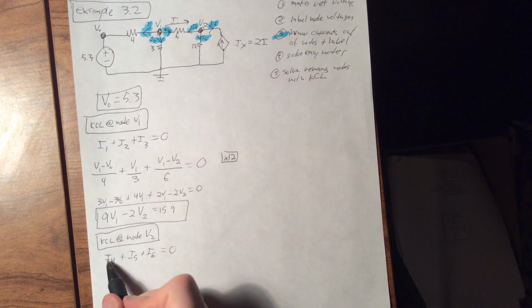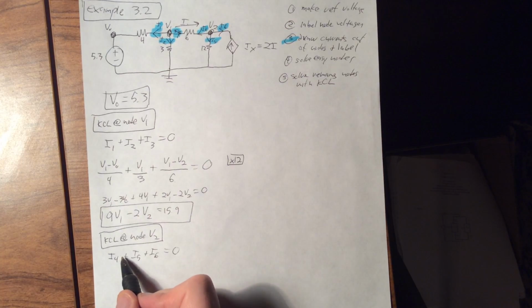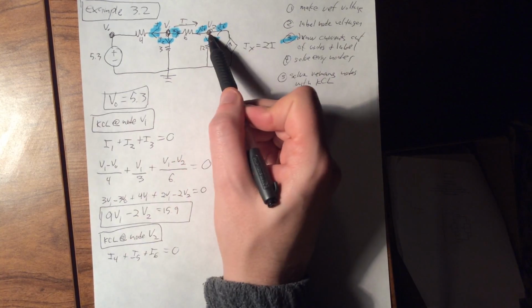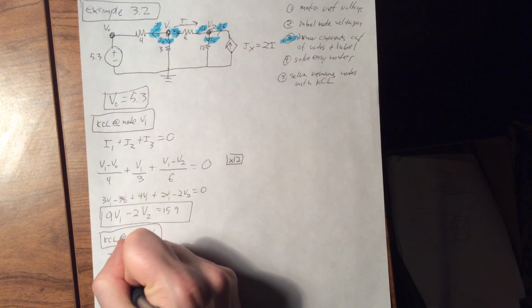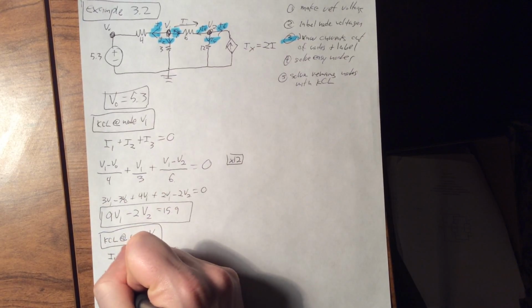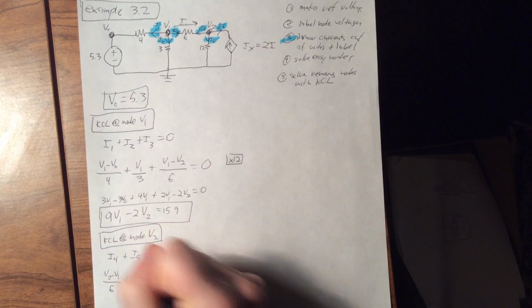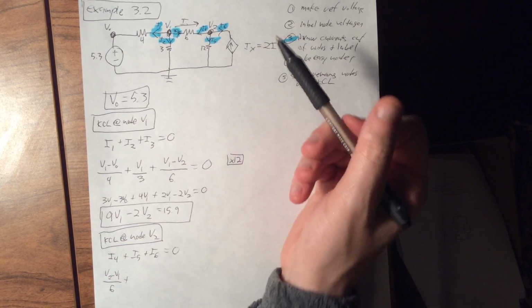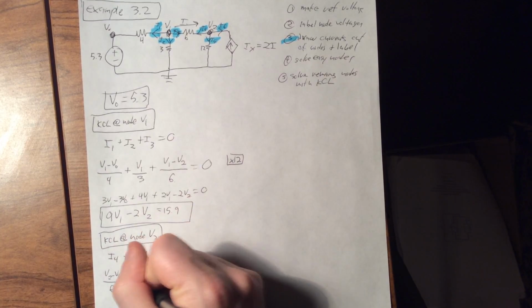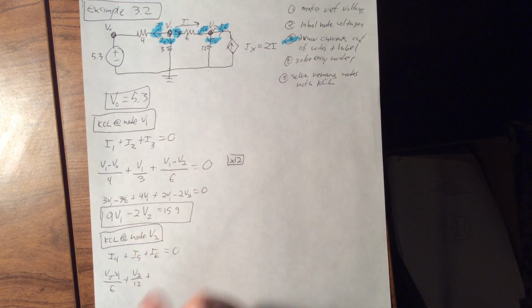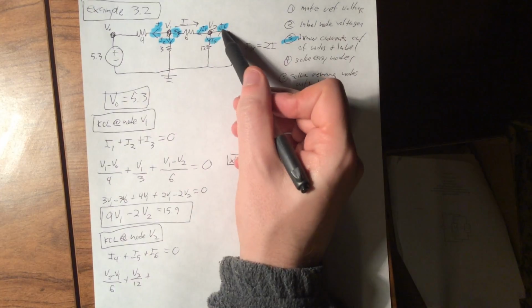Cool. And now let's start doing the analysis. So I4 is going to be V2 minus V1 over 6. And then we're going to do our next one, and this is going to be I5. So this is V2 minus 0 over 12, so V2 over 12, plus our last one is going to be I6.